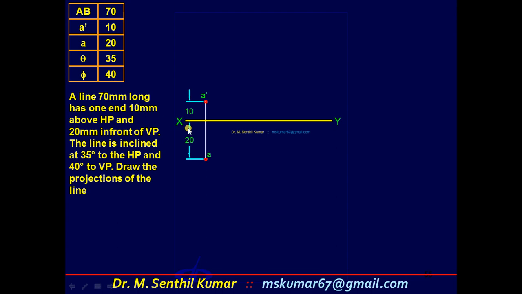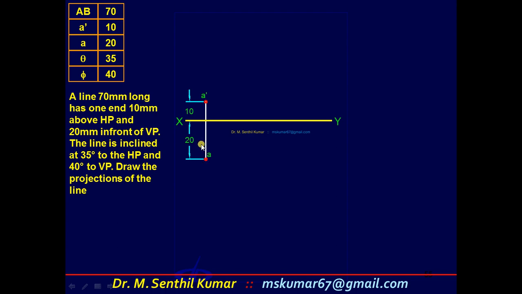Okay, so the first step will always be to draw the XY line. Mark one end which is 10 above HP, 10 above the XY line, and 20 in front of VP, 20 below the XY line. So mark A dash and A. This is one end. You marked one end, and this is the one end projector.